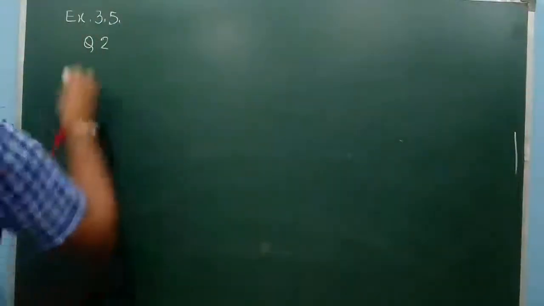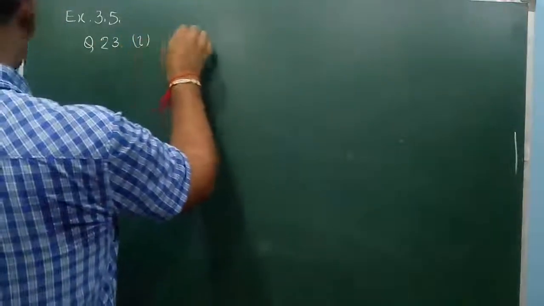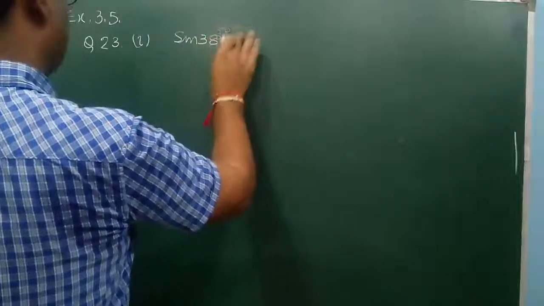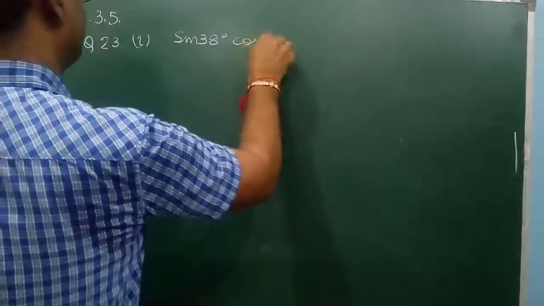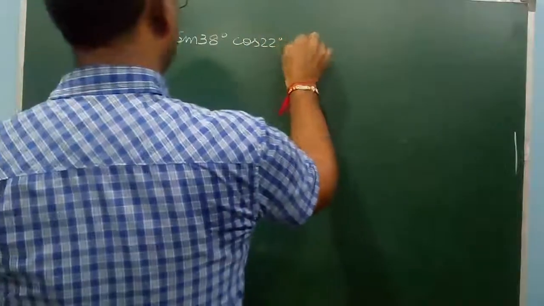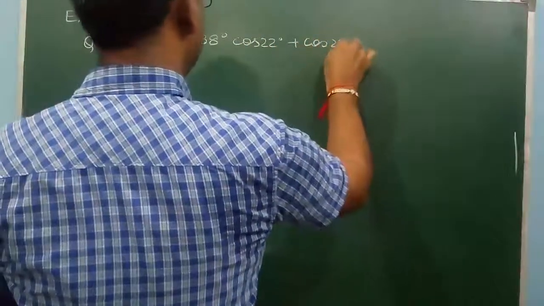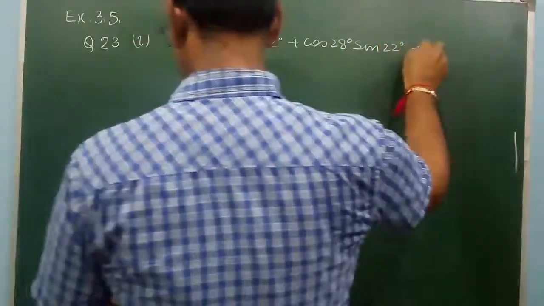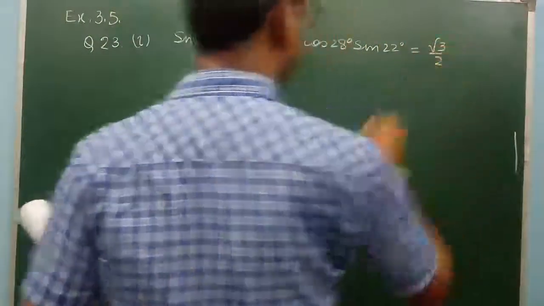Now see the 23rd question. 23rd question, first part, it shows that sin 38 cos 22 plus cos 38 sin 22 is equal to root 3 by 2. This we have to show.